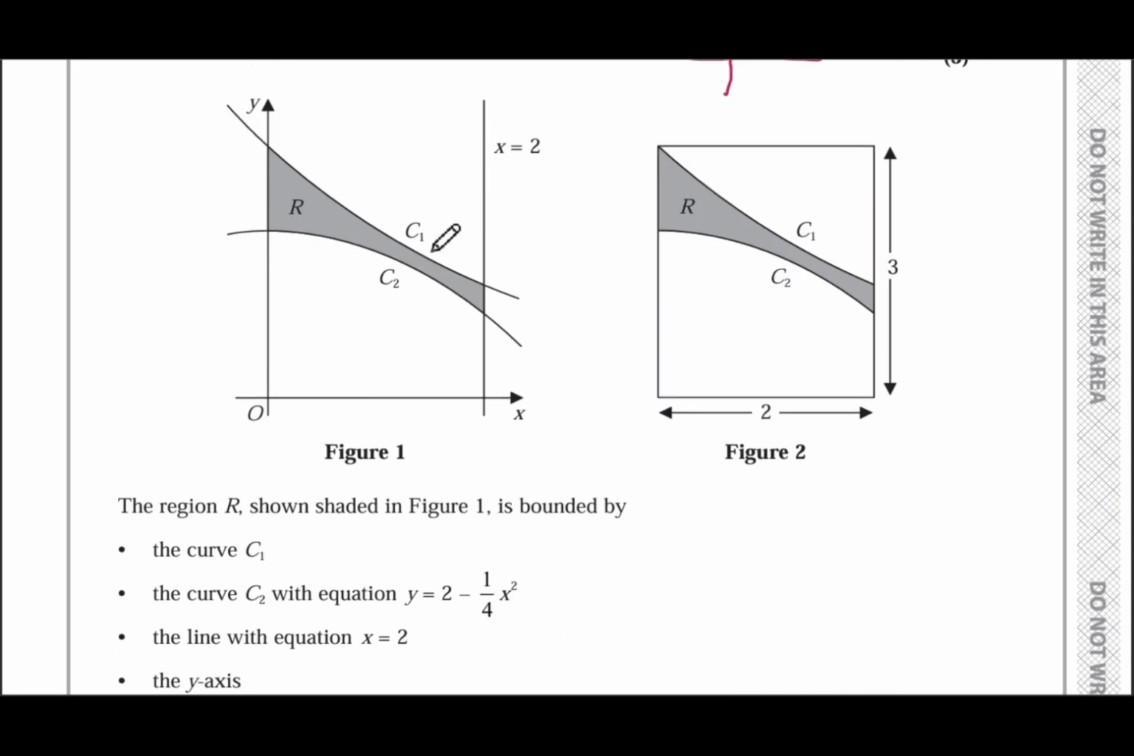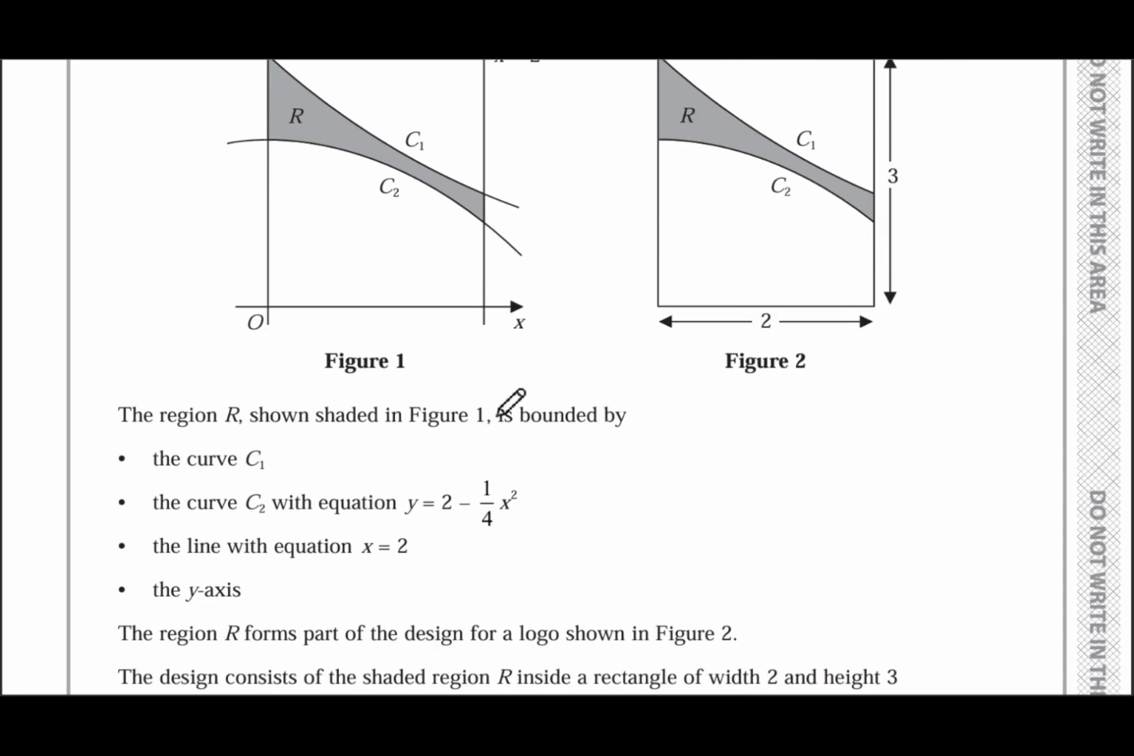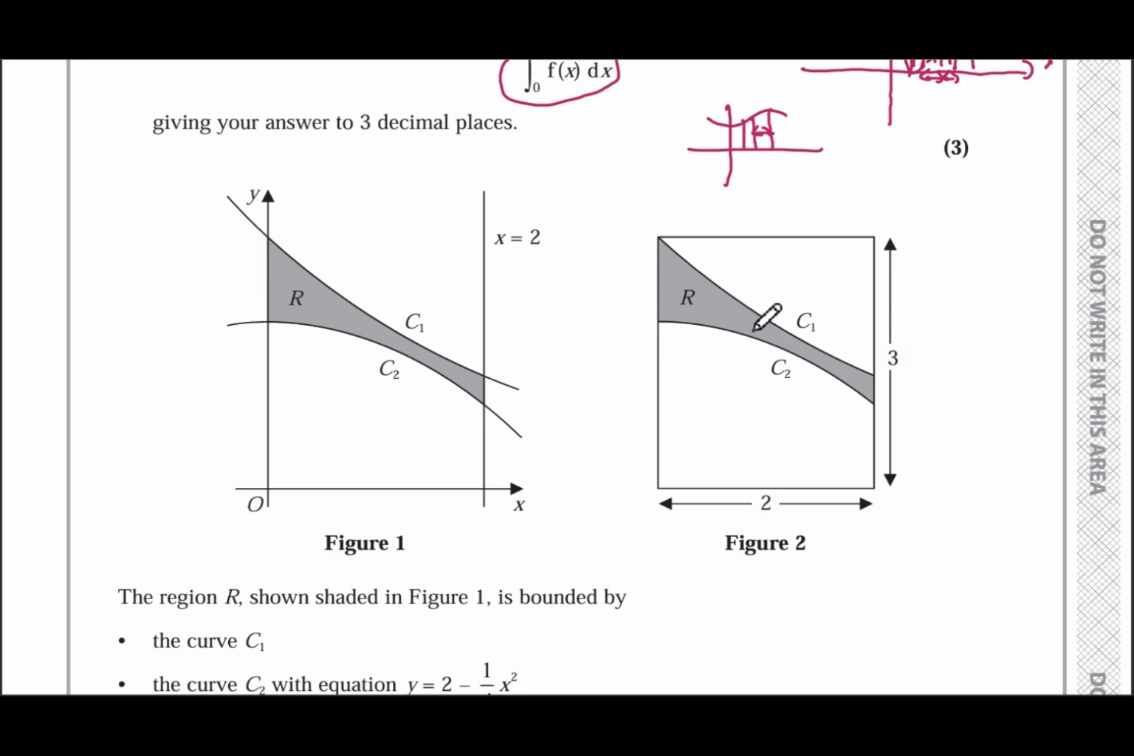I have curve C1, then there's curve C2. Curve C2 has the equation y equals 2 minus 1 over x squared. And the region R forms part of the design for a logo. So this rectangular part is the logo, and R is part of the logo.